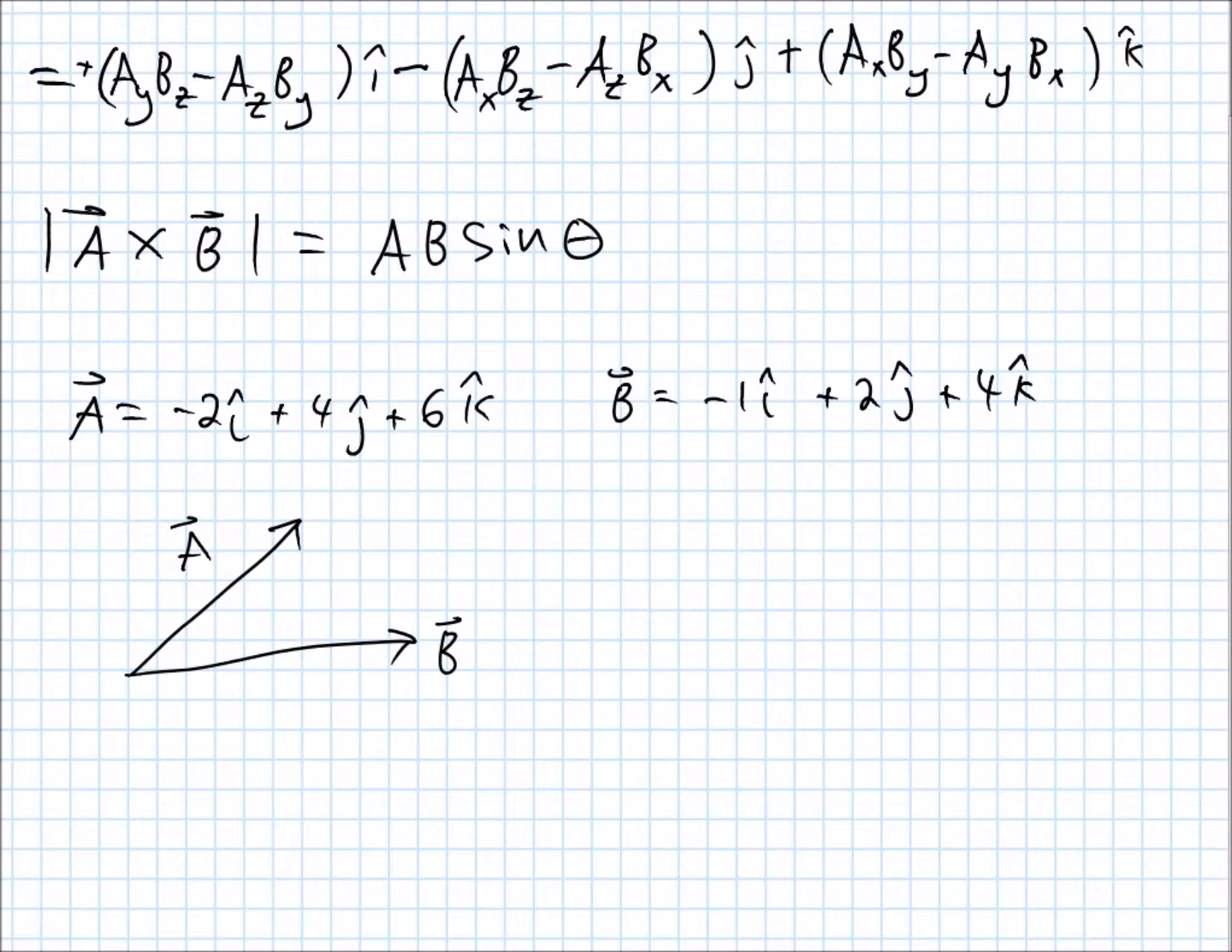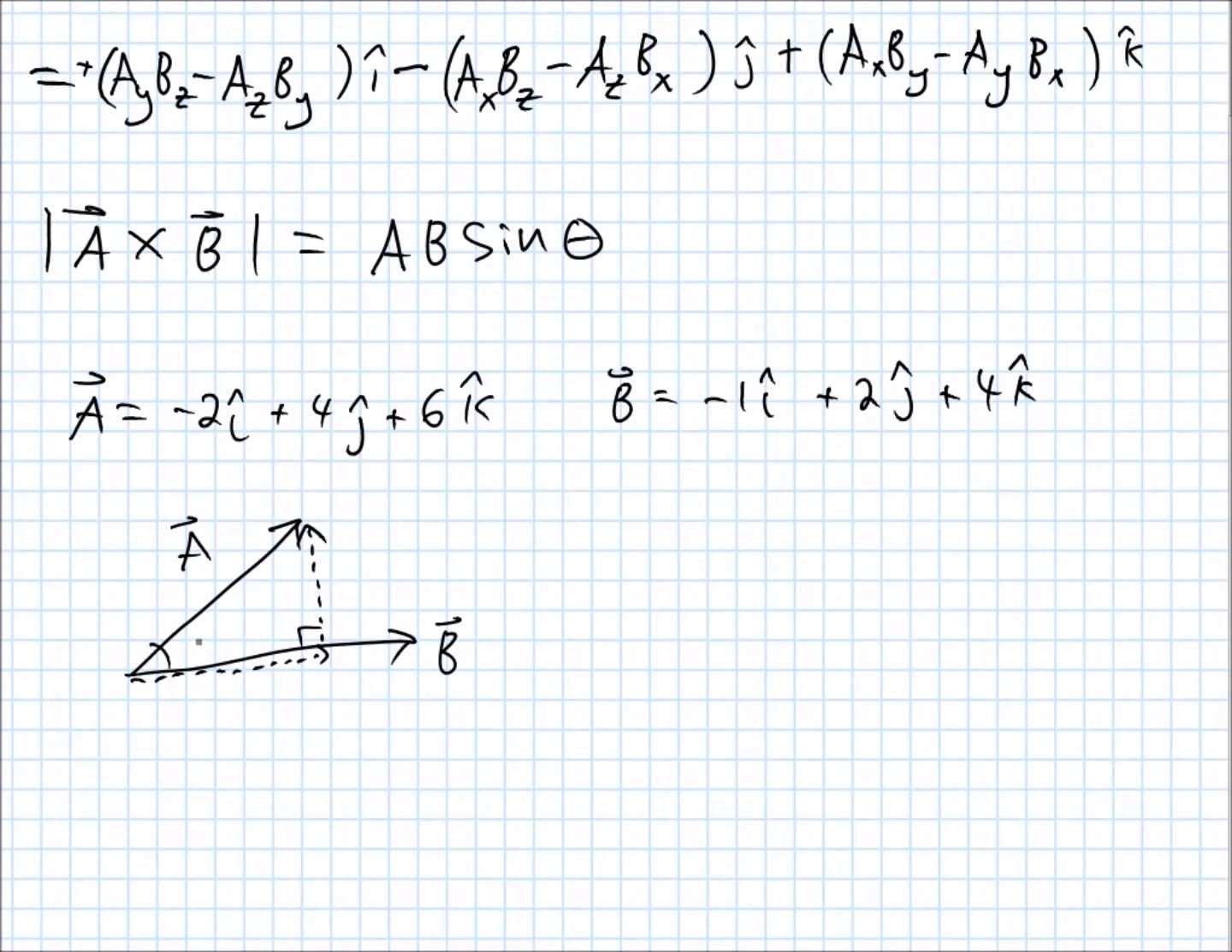And what they're asking for is the component of A that's perpendicular to B. And that would be this right here. If you watched another video, we found the component of A that was in the same direction of B. Now we're finding the component of A perpendicular to B that's also in the plane of A and B. So this makes a right angle, right?